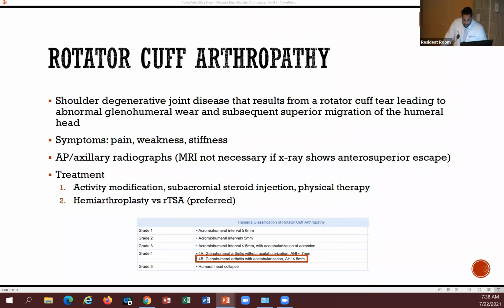So the two options that we have are hemiarthroplasty and reverse total shoulder arthroplasty. However, while hemi would alleviate the pain, studies as well as functional outcomes in patients with this condition that undergo hemi are variable. Consequently, reverse total shoulder has emerged as a very popular option for patients with this condition. One of the classification systems for rotator cuff arthropathy is the Hamada classification, and from my understanding of our patient, I believe that she has a 4B classification on this grading scale.